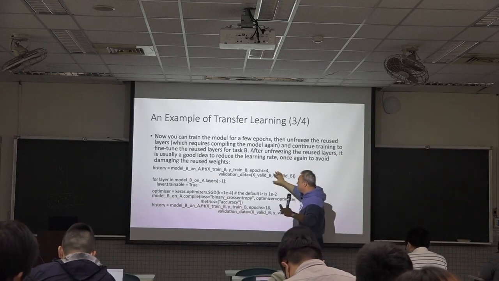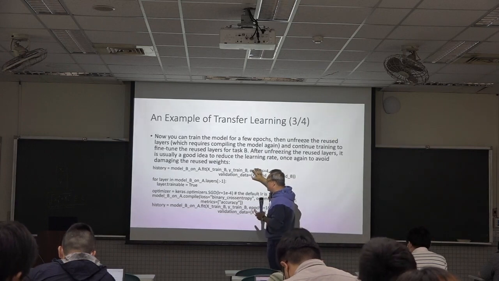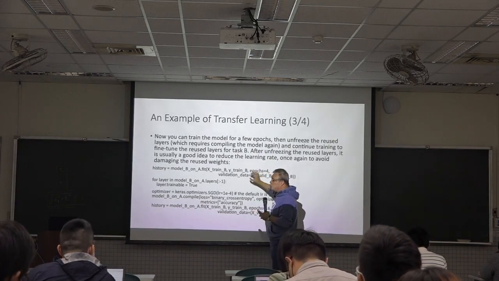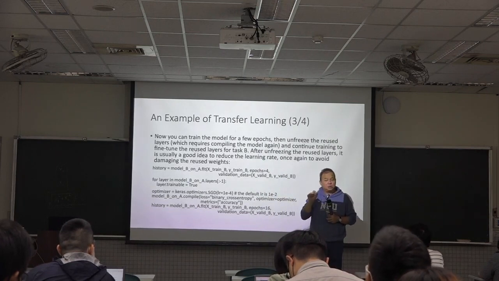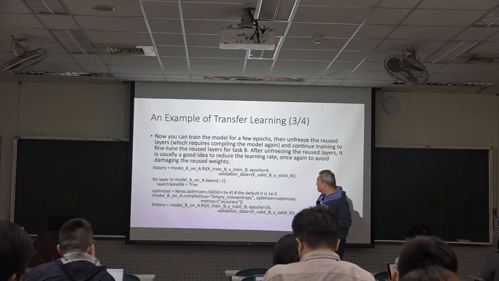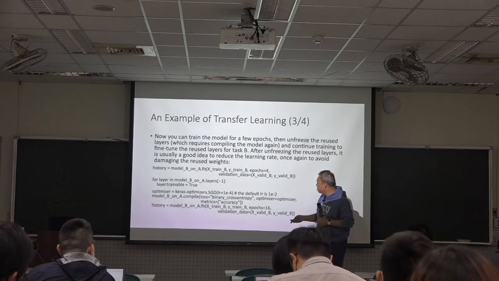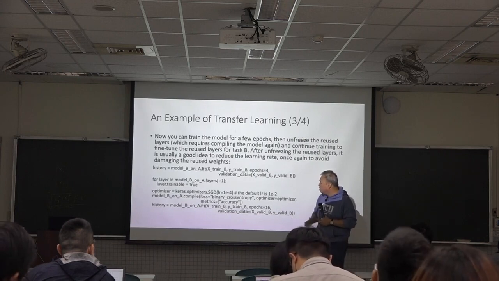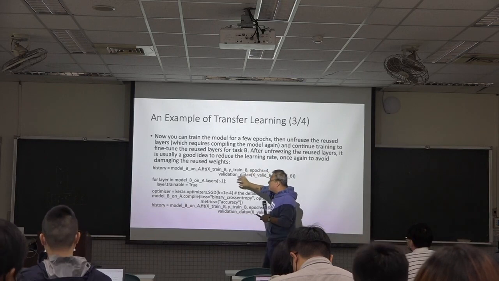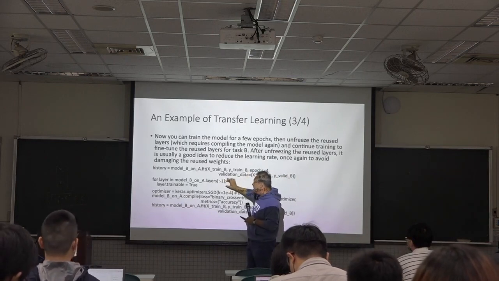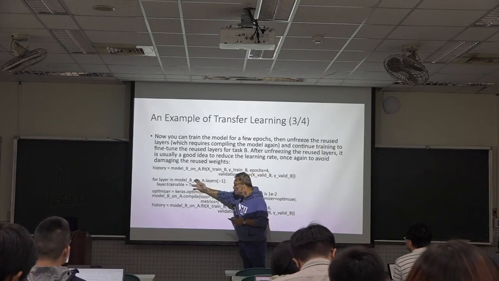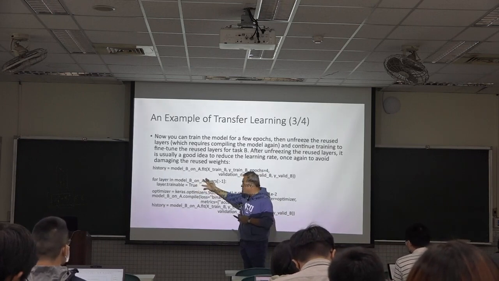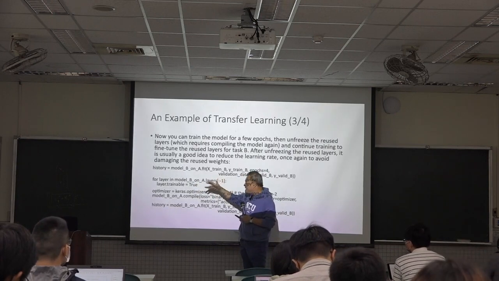Normally in this stage, you will set the learning rate to be a little bit large, but here I don't think they change the learning rate. But now you unfreeze the other layers: for layer in model, layer.trainable = True. So now you unfreeze all those previous layers.